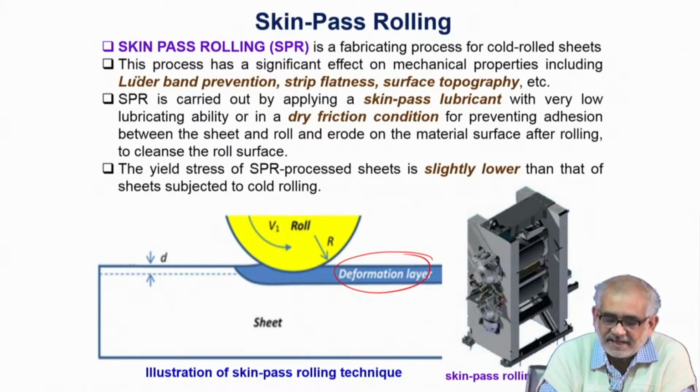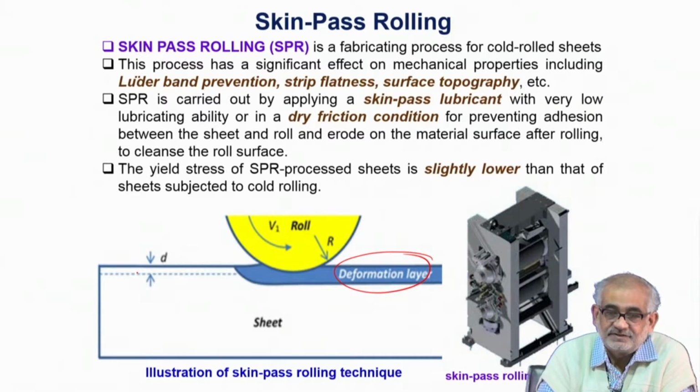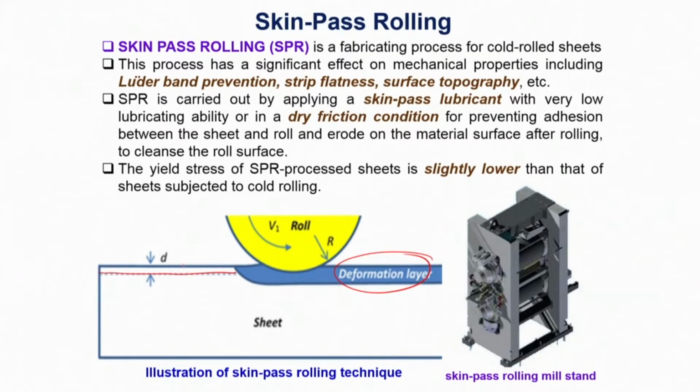So, if I have a certain stock of a finite thickness, and I pass it through two rotating rolls, and if the material has a thickness greater than the gap between the rolls, then obviously there will be deformation. And if this gap is nearly about the same as the thickness of the material, then the deformation layer will penetrate only skin depth from the surface. So, that kind of rolling with controlled deformation is called skin pass rolling, SPR.